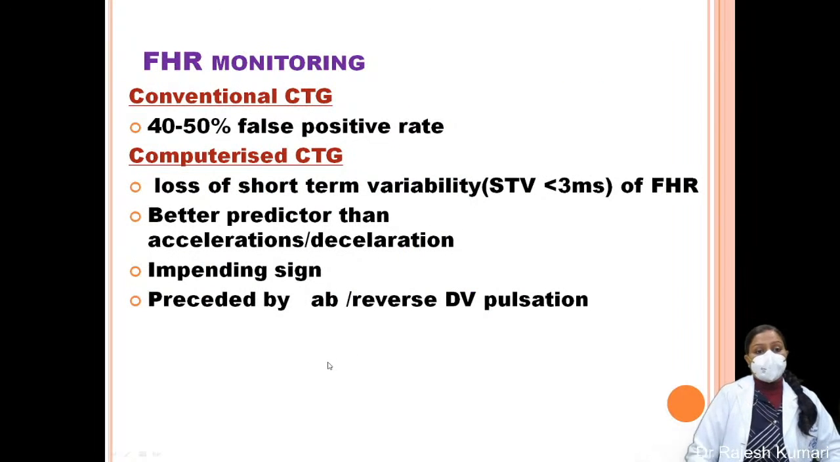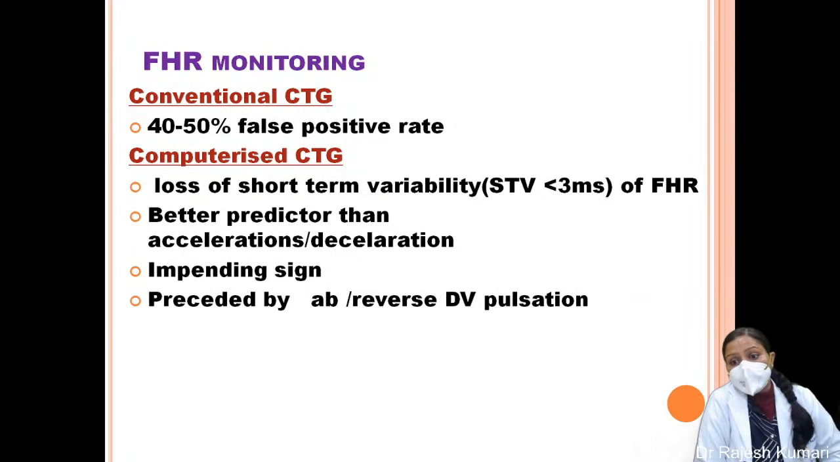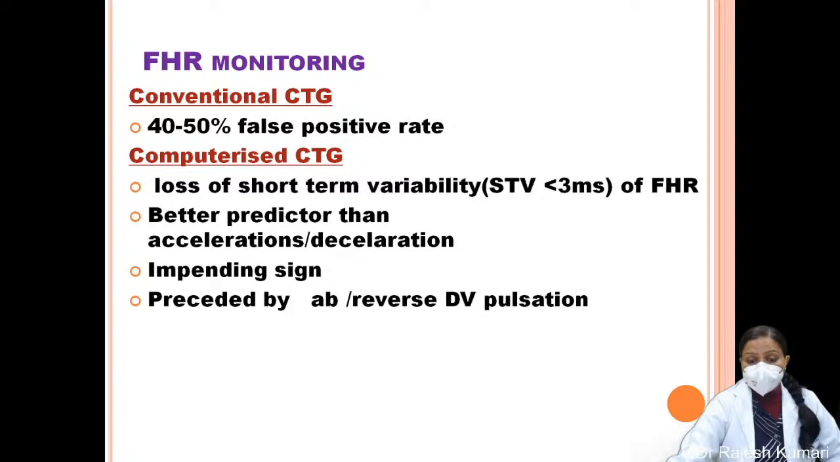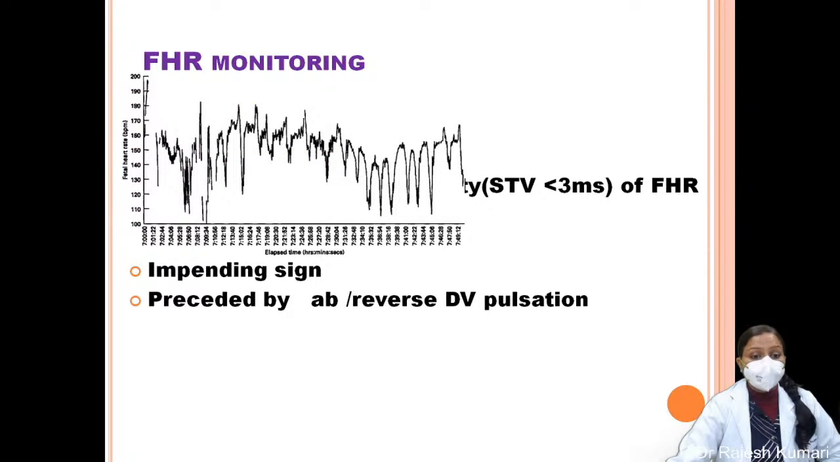Fetal heart rate monitoring. On conventional CTG, there are 40 to 50% false positive rates. And in computerized CTG, loss of short-term variability of fetal heart rate gives better prediction than acceleration, deceleration, and impending signs, and is preceded by absent or reverse diastolic ductus venosus pulsation.